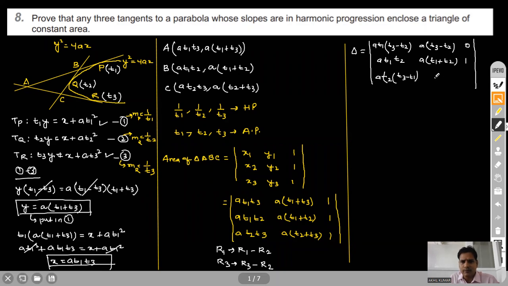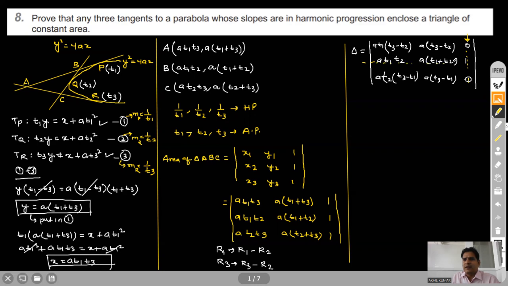Similarly, here if you see, AT2 will get cancelled out. It will be A times T3, T3 minus T1, and 1 minus 1 will be 0. Now we will expand this matrix by this third column. Expanding by the third column, so what will happen?